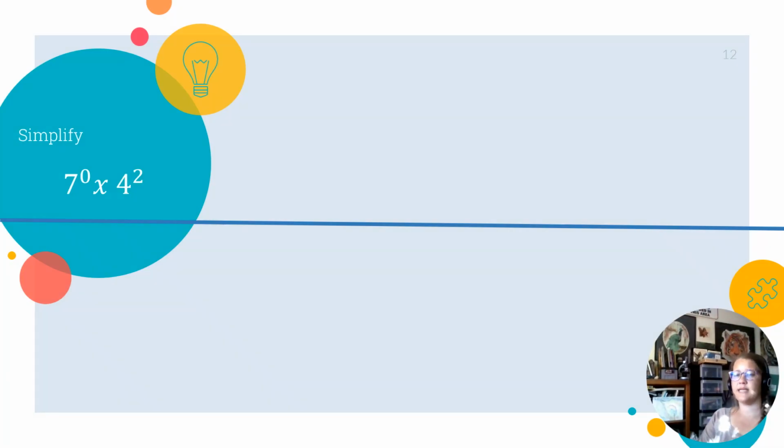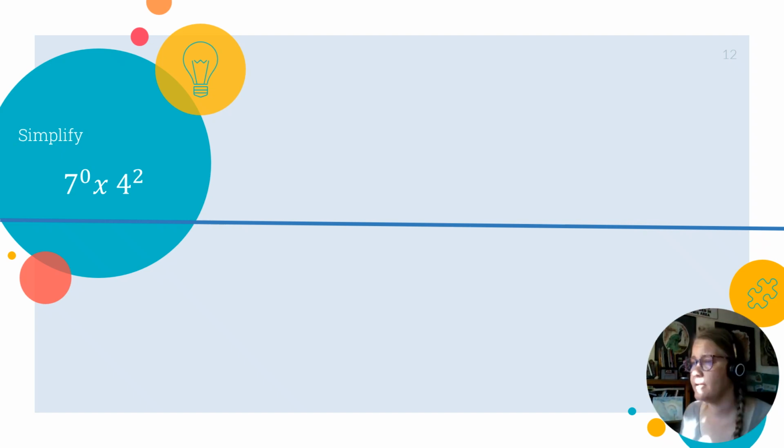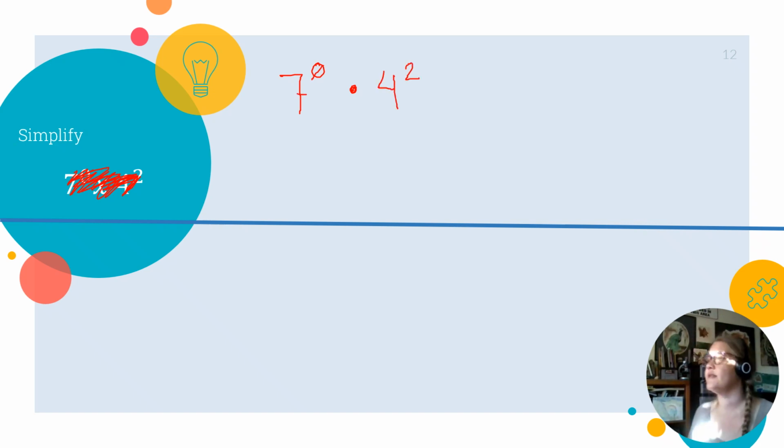First of all, I'm going to say I completely forgot to edit this, but the format of this next problem is terrible. So we're not going to look at that. Okay. All right. So the problem that we are going to do is 7 to the 0 power times, let me cross my 7 and my 0, 4 squared. That's the problem that we are doing. 7 to the 0 power times 4 squared.